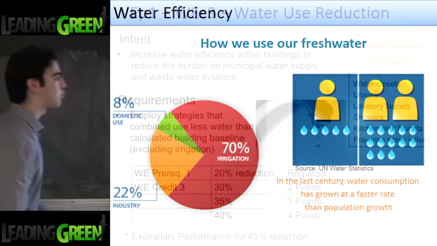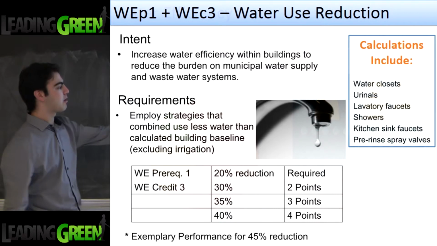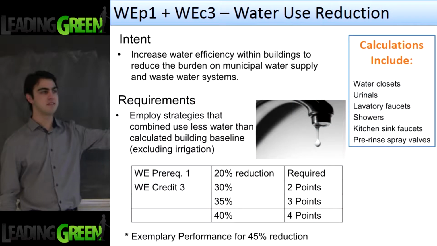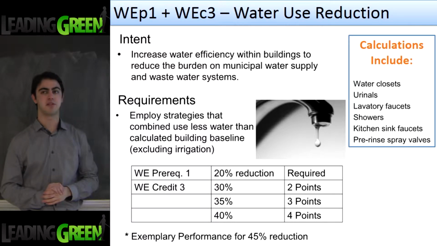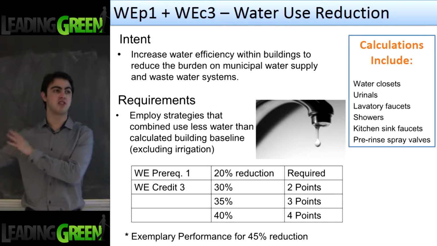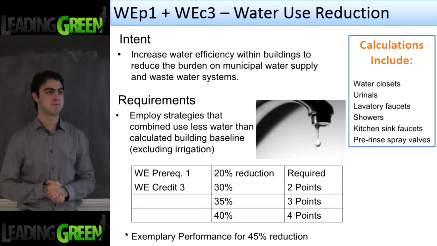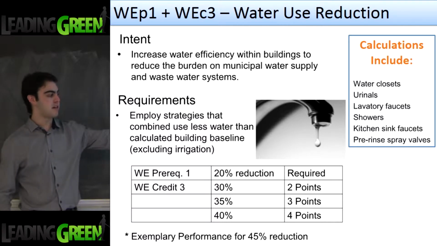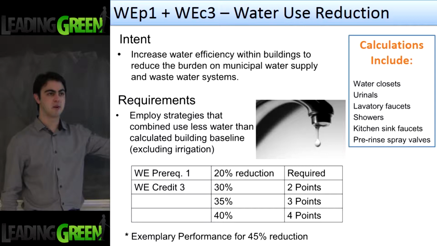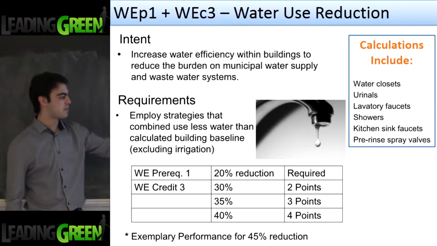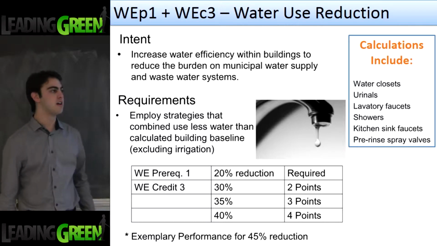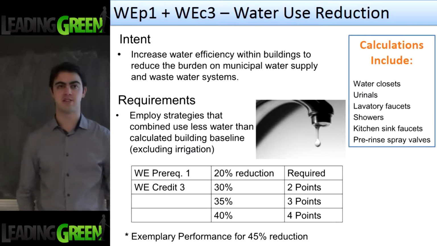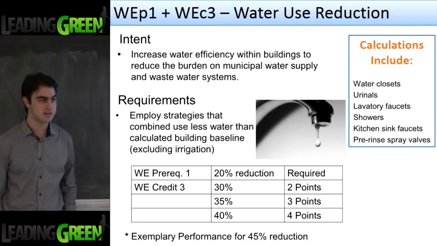But first we have a prerequisite. That prerequisite is 20% less water, less potable water used in our building as compared to a conventional EPA Act building. Then for credits, if we beat it by 30%, 35%, 40%, you get an additional point. So 30% is 2 points, up to 40%, 4 points, and an exemplary performance point if it's 45% or higher. So now we do need to know these percentages, whereas in the Green Associate we did not. Okay?